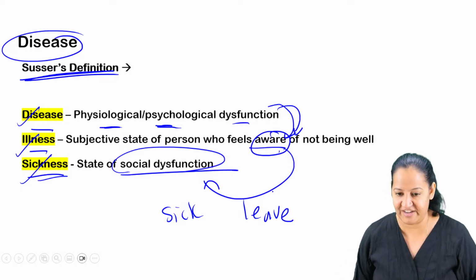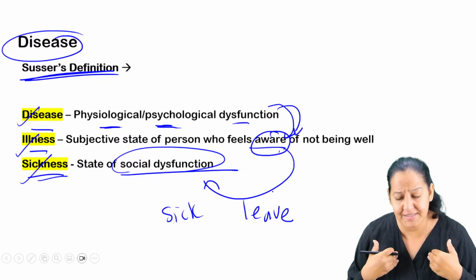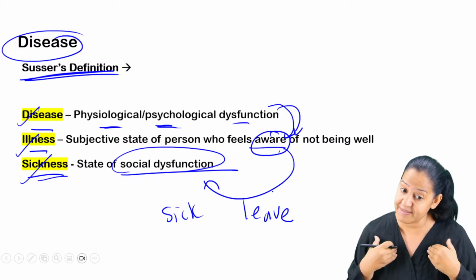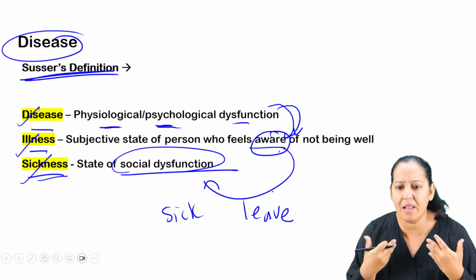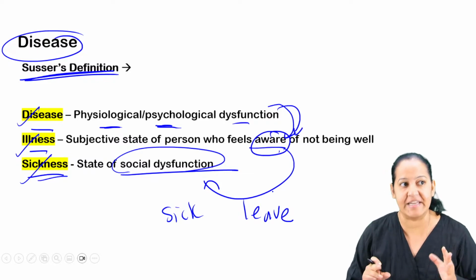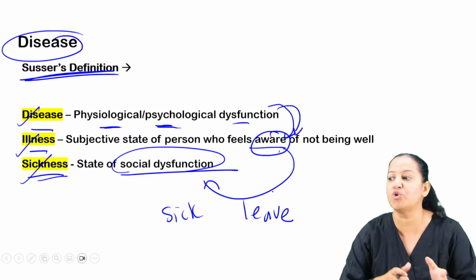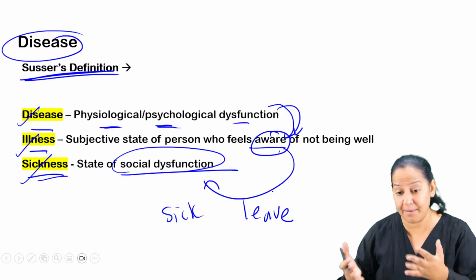So please learn the three definitions. If I'm having some dysfunction inside me, maybe physiological, maybe psychological, I am diseased. The moment I'm aware that I'm not well, I am ill, and after that I will apply for leave. I will be socially dysfunctional, and at that time I am sick.